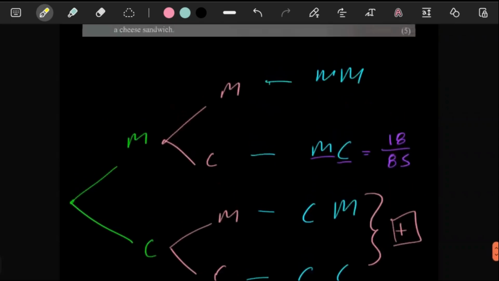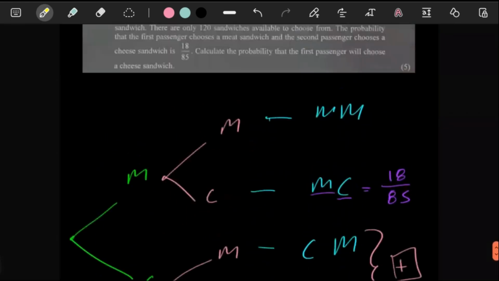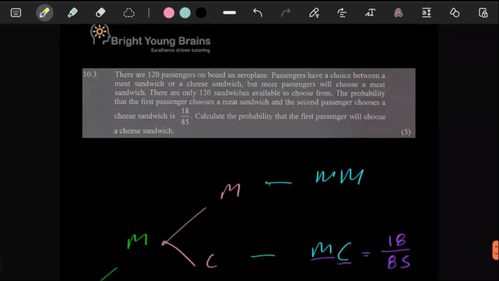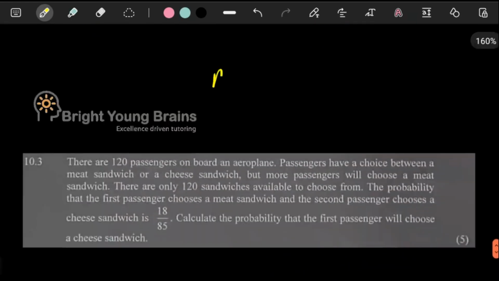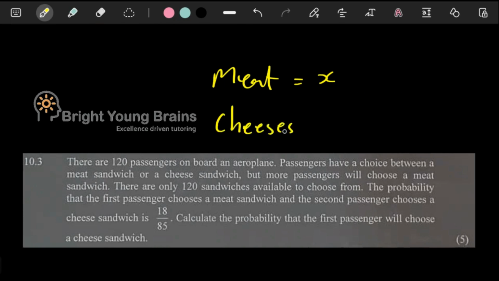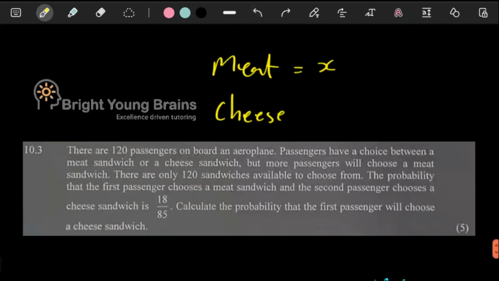So yeah, that's kind of creepy. But whichever way, we don't know how many meat sandwiches there are, and we don't know how many cheese sandwiches there are. But let's put it this way. Let's say meat is equal to X. It automatically means that if you have X meat sandwiches, you have 120 minus X cheese sandwiches, logically speaking, because there are 120 sandwiches in total.